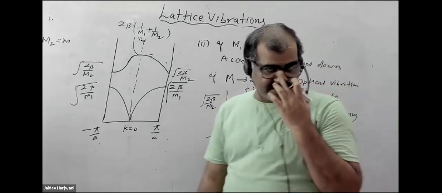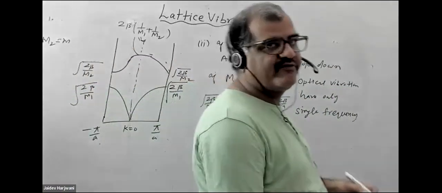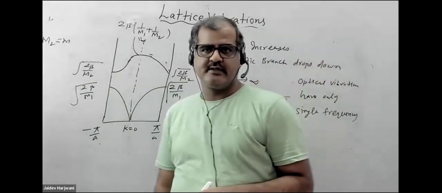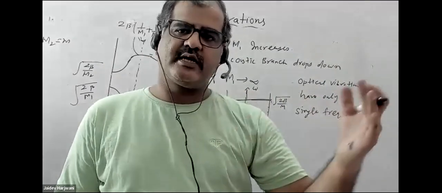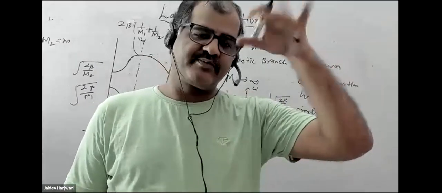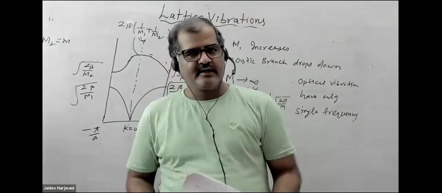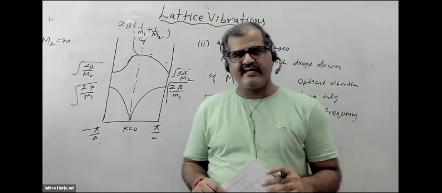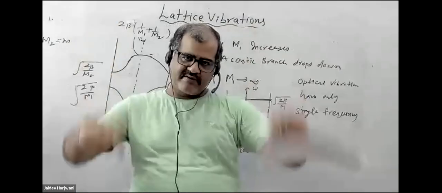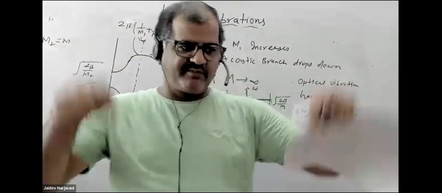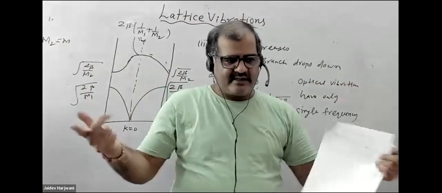And this same approximation was used by Einstein when he gave the model of specific heat of solids. At that time he didn't consider the acoustic branch. He only considered the optical branch, and he said that all the atoms in the solid are vibrating with a single frequency in the optical range. Then he calculated the specific heat, but he could not prove it.